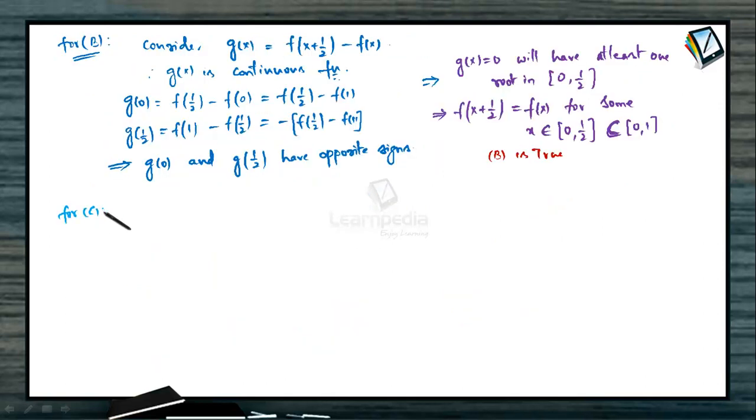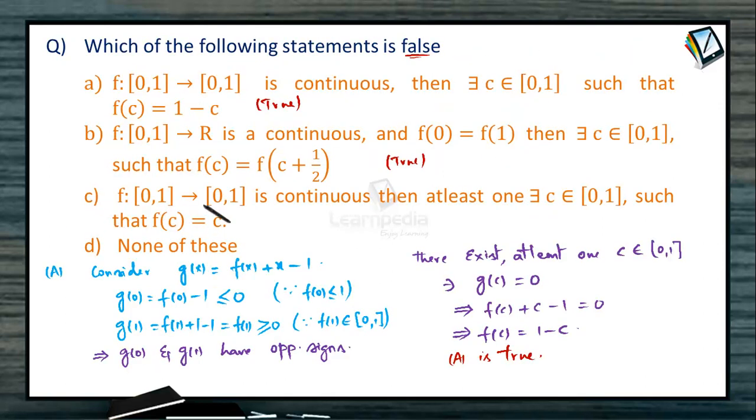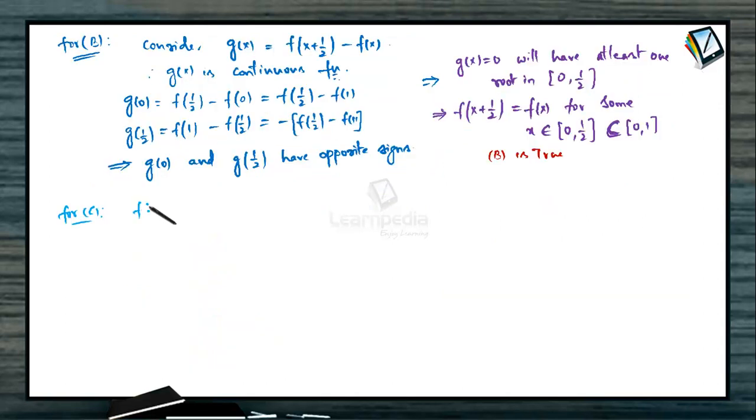Now for the choice C, which says f from 0 to 1 to 0 to 1 is continuous, then at least one C belongs to 0 to 1 such that f of C will be equal to C. So from the given condition, as f is defined from 0 to 1 to 0 to 1, the value of f of 0 will be clearly between 0 and 1, and the value of f of 1 will also be between 0 and 1. And also importantly, given that f of x is continuous.